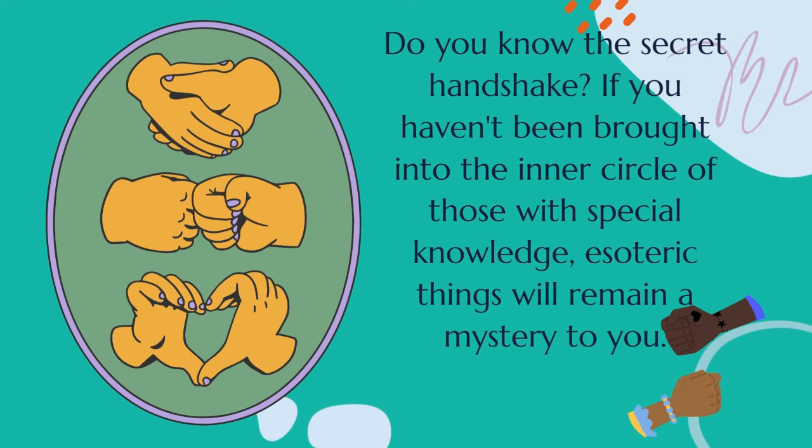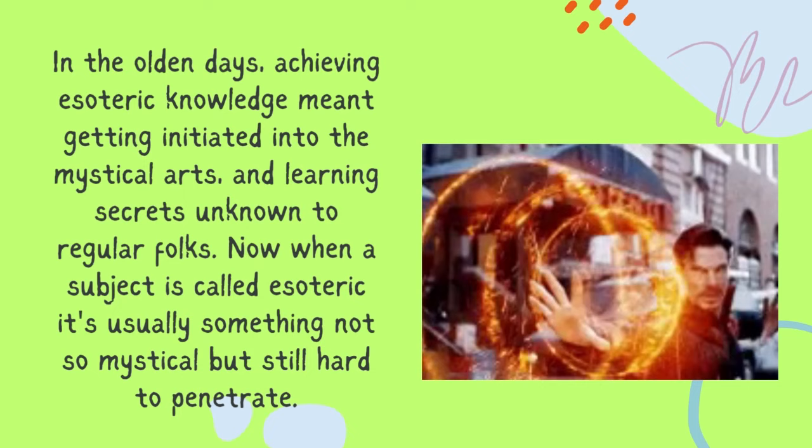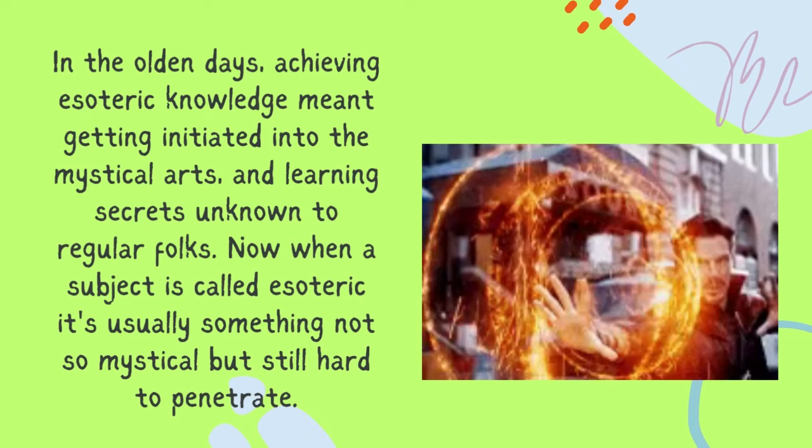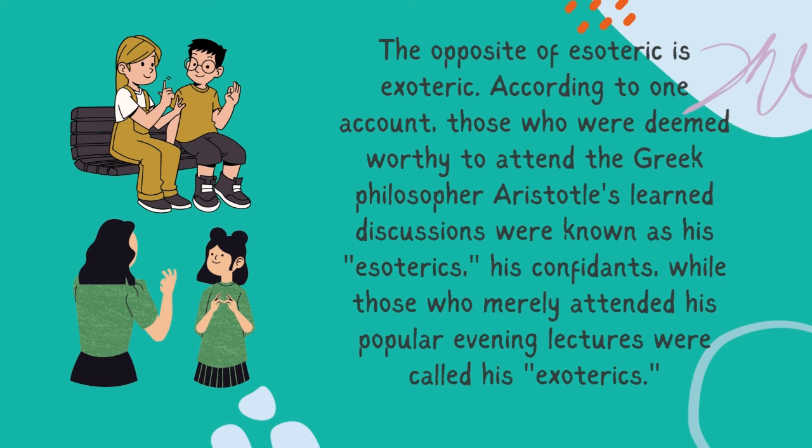In the olden days, achieving esoteric knowledge meant getting initiated into the mystical arts and learning secrets unknown to regular folks. Now, when a subject is called esoteric, it's usually something not so mystical but still hard to penetrate. The opposite of esoteric is exoteric.